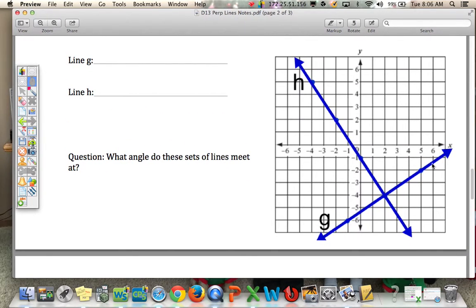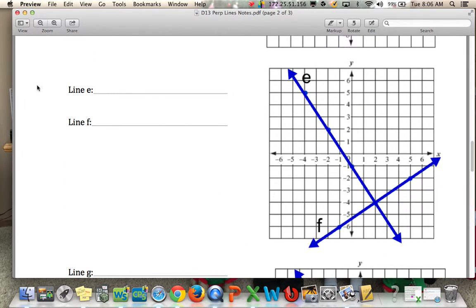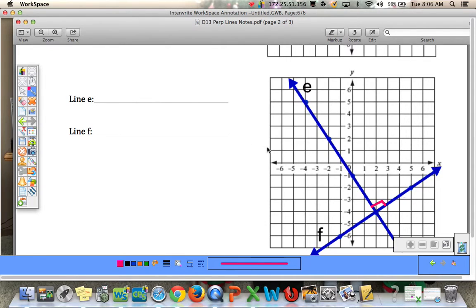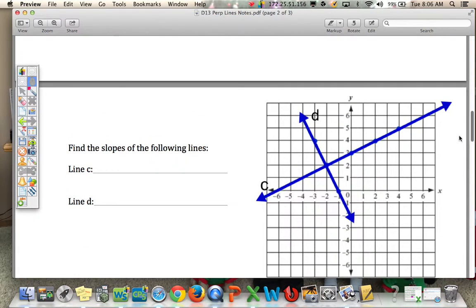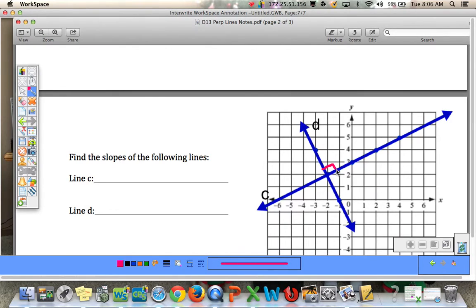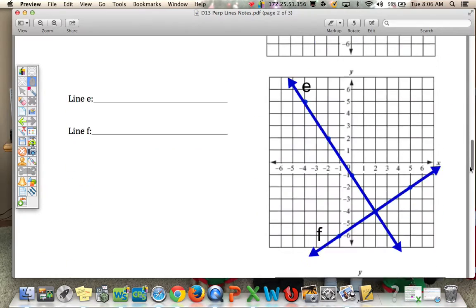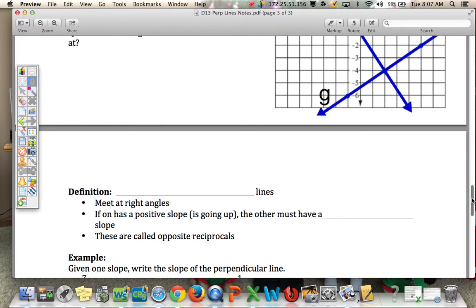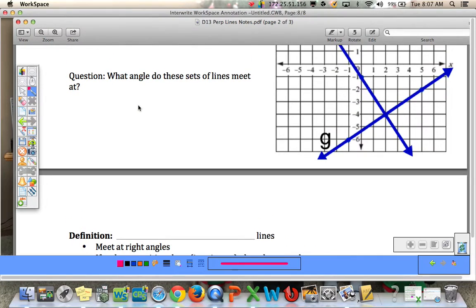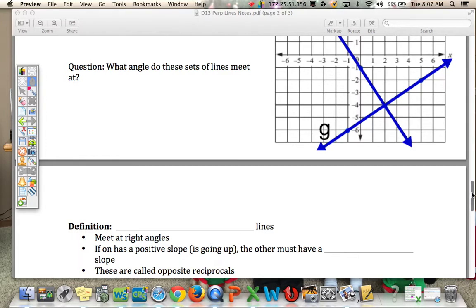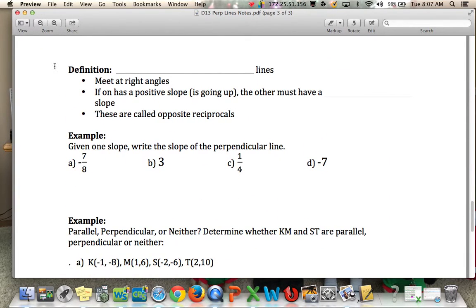Okay. So let's just look at the first two then, since these are the same. The question, what angle do these sets of lines meet at? Okay, so if you look, all of these lines, if we were to measure using a protractor, they meet at a 90-degree angle. So this line meets at a 90-degree angle too. And what kinds of lines are these? They're called perpendicular lines.